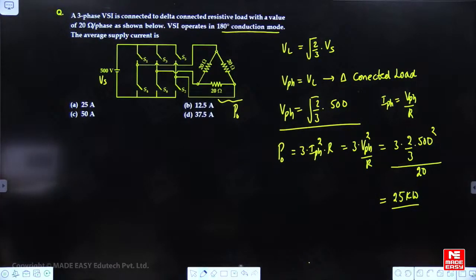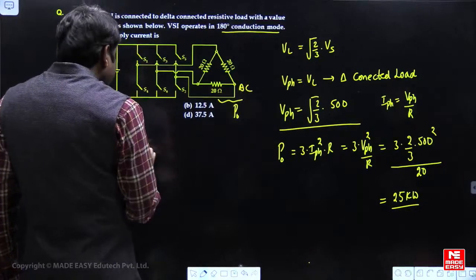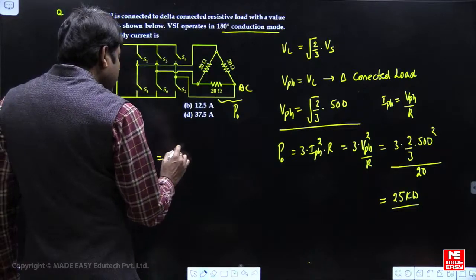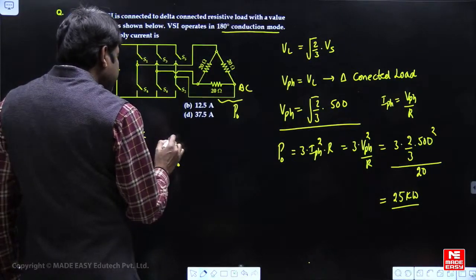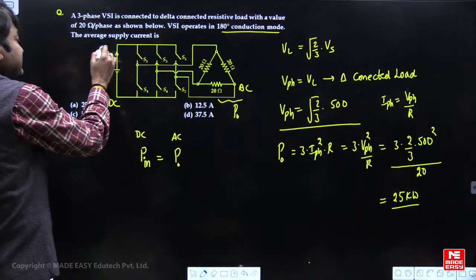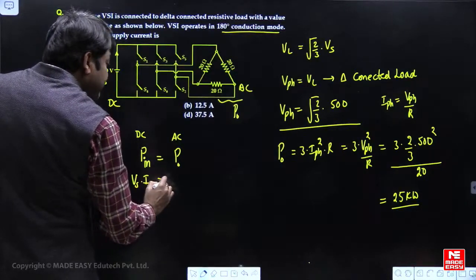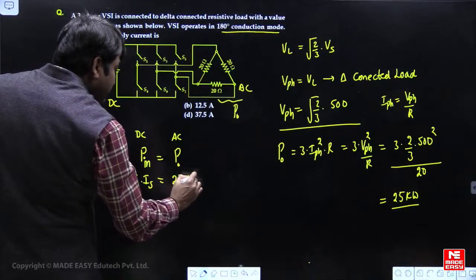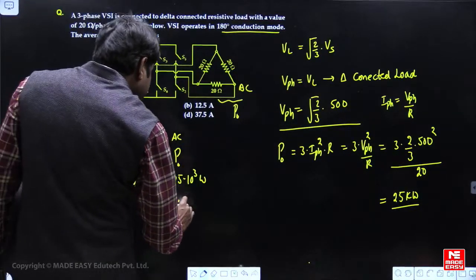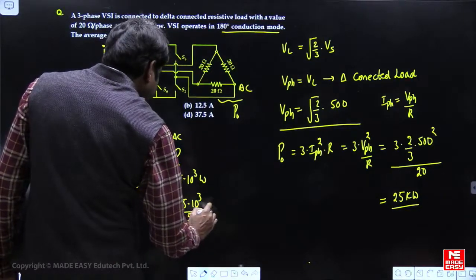Now use the power balance equation. This is the DC side and this is the AC side. The power balance equation says input power on the DC side is equal to output power on the AC side. What is the input power on the DC side? The DC side supply current is Is. So input power is Vs into Is, equal to the output power of 25 kilowatts, or 25 into 10 power 3 watts. So supply current is 25 into 10 power 3 divided by the supply voltage of 500 volts.